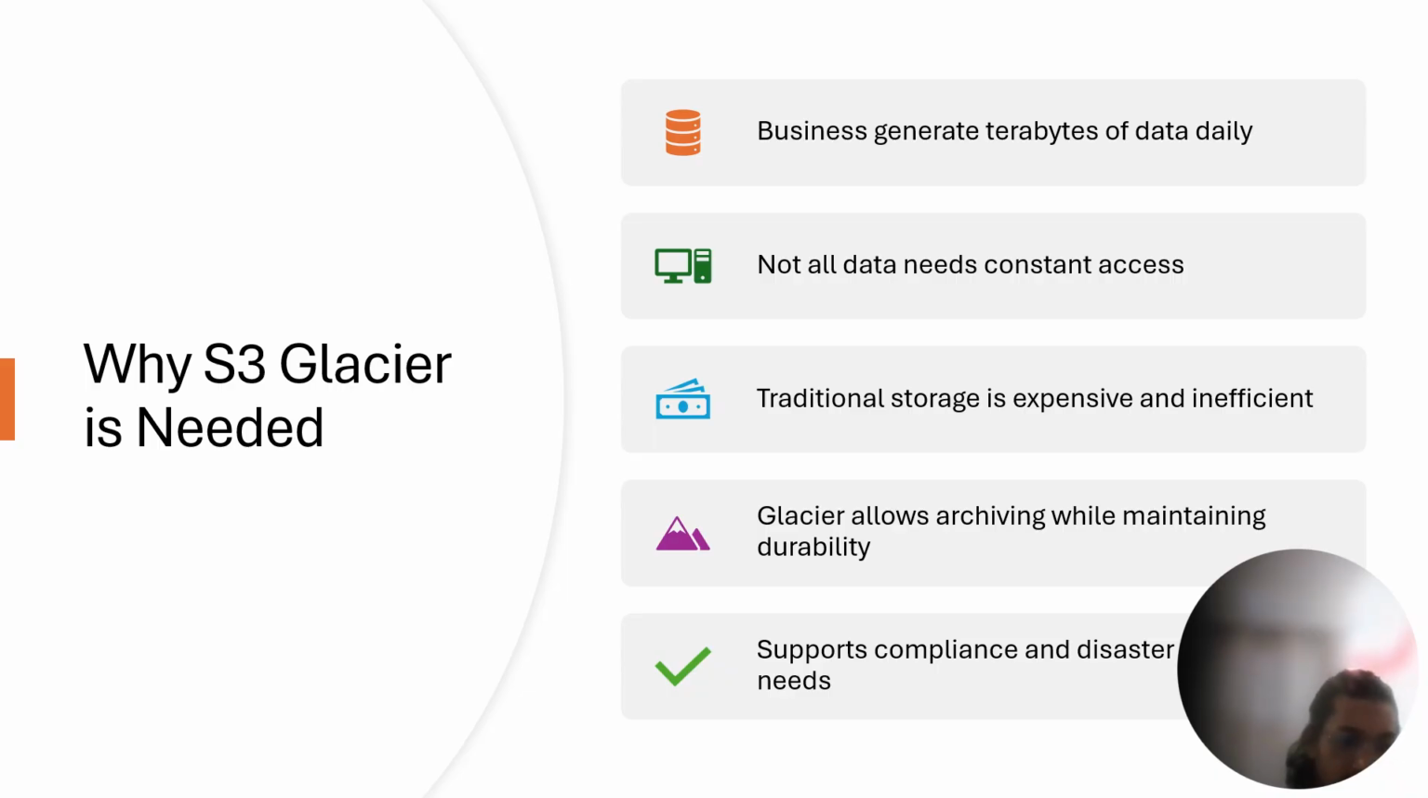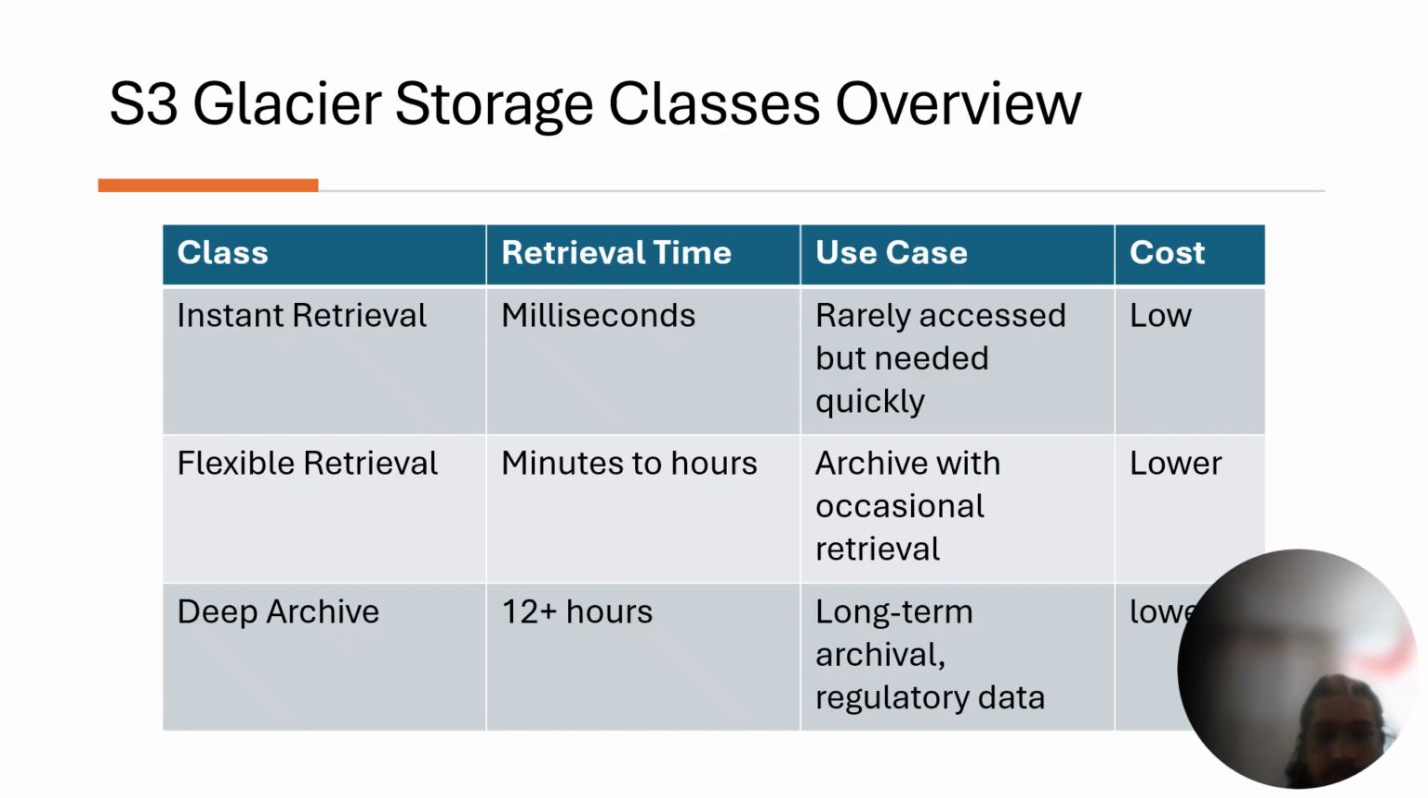The best part, even though it's cheaper, AWS ensures the same durability level, that is 99.999999999%, meaning your data is almost never lost. So it supports compliance and disaster recovery needs. Glacier allows archiving while maintaining durability.